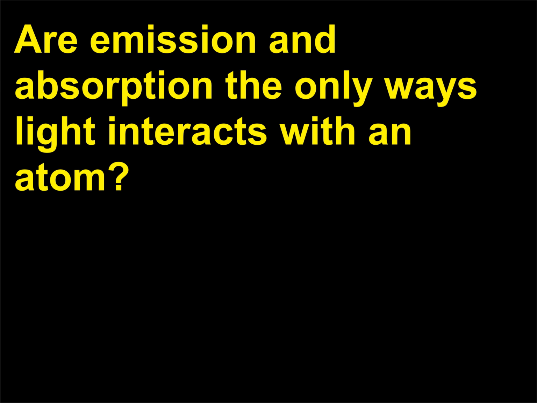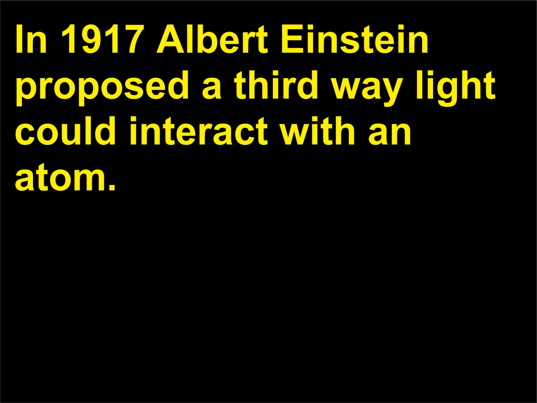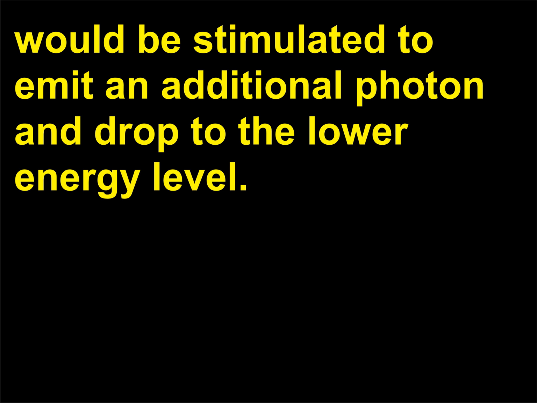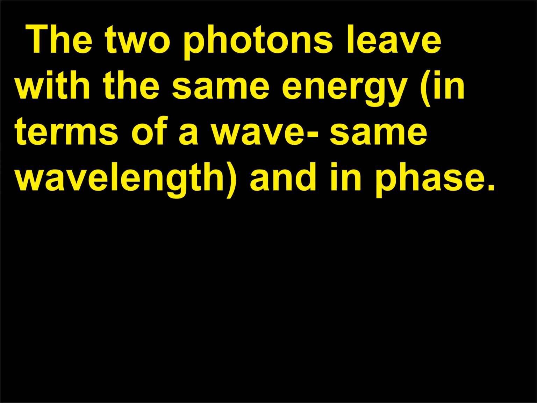Are emission and absorption the only ways light interacts with an atom? In 1917 Albert Einstein proposed a third way light could interact with an atom. If a photon with the correct energy struck an atom in the excited state, then the atom would be stimulated to emit an additional photon and drop to the lower energy level. The two photons leave with the same energy, in terms of a wave, same wavelength, and in phase.